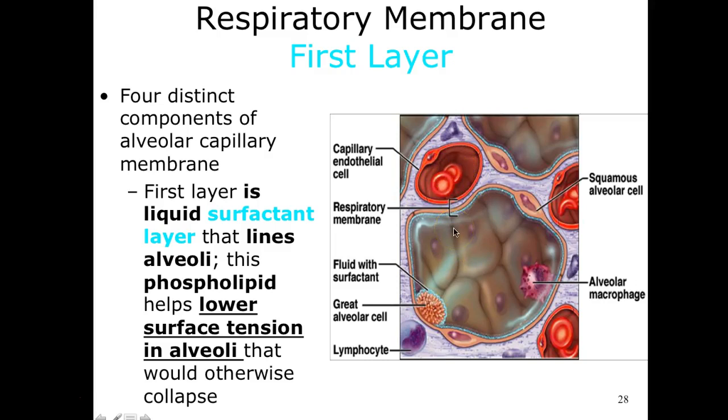Okay, so our first layer is going to have a liquid layer of surfactant, and this lines the entire alveolus, as you can see in this picture, this blue line. This is going to be a phospholipid, and its main function is to lower the surface tension in the alveolus. If we did not have this in place, then the alveolus would collapse and we would not be able to bring air into that air sac. So very important function.